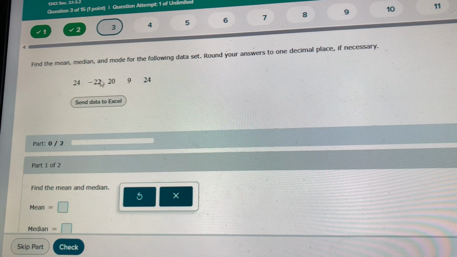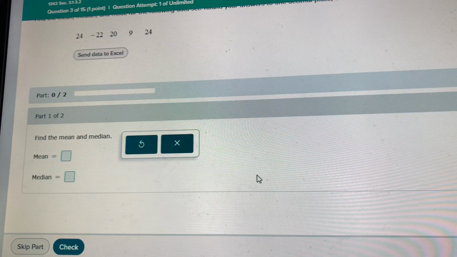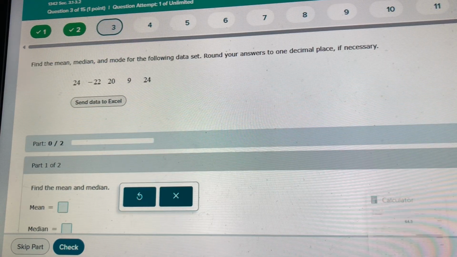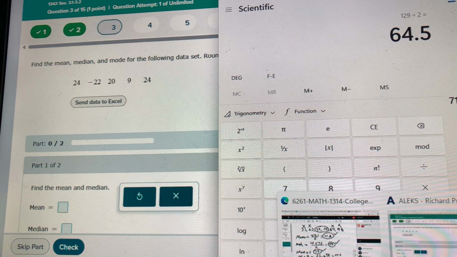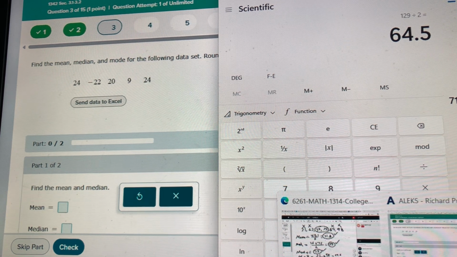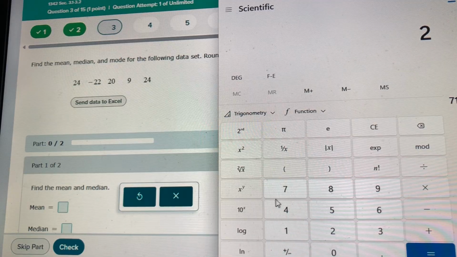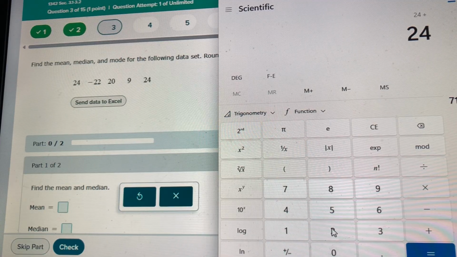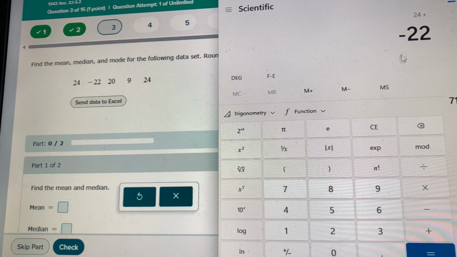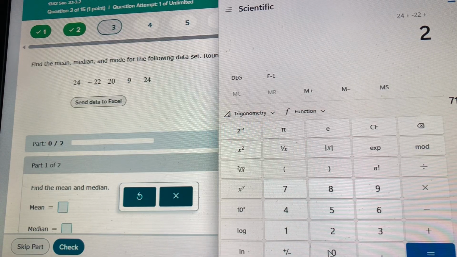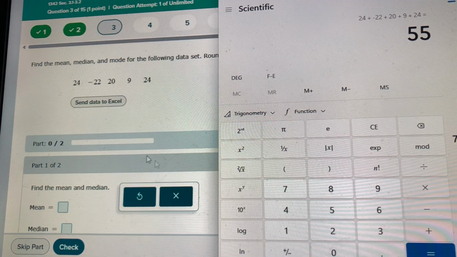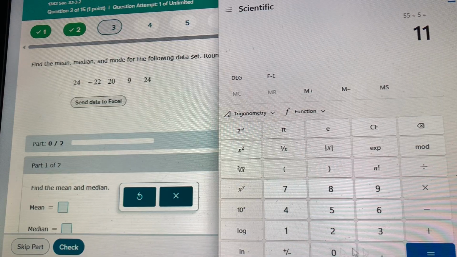Okay, same question. You can have negative values, so this is the same thing. They want me to do mean and median first, just to show you that if they only ask for the mean, you don't have to have them in order. I can do 24 plus, in this calculator, if you type 22 and then hit this plus or minus button at the bottom, that makes it negative 22. So I'm doing 24 plus negative 22 plus 20 plus 9 plus 24. And there are 1, 2, 3, 4, 5 numbers, so divide by 5, and the mean is exactly 11.